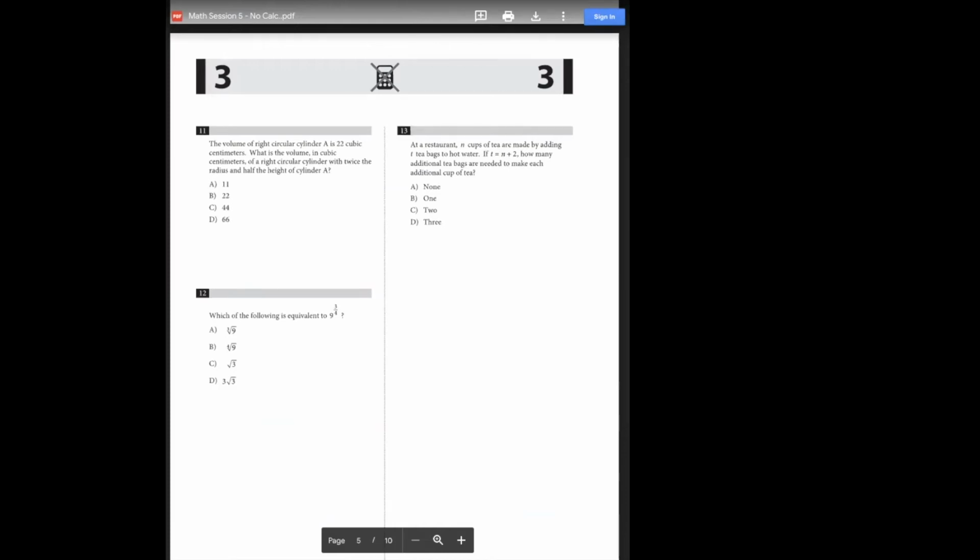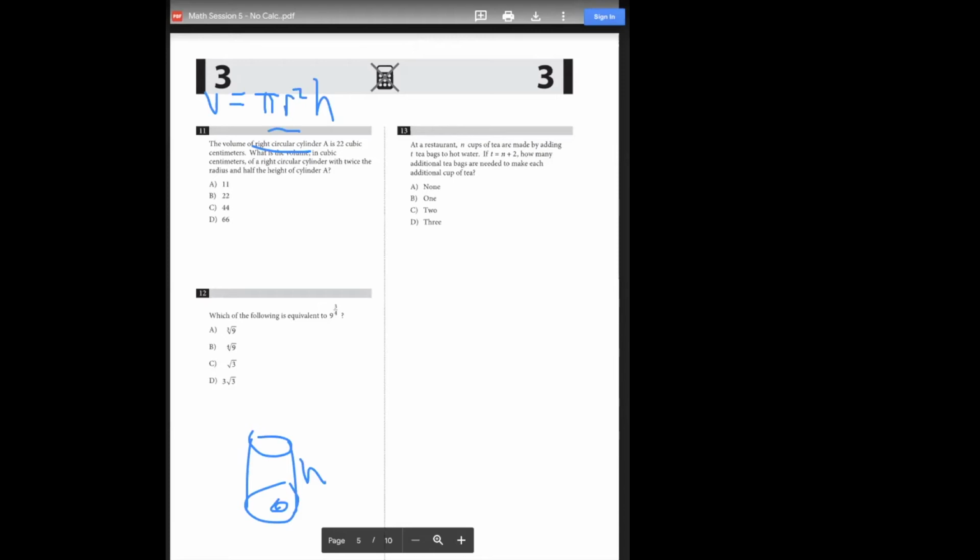So what number 11 says is the volume of right circular cylinder A is 22 cubic centimeters. And I see volume right away, so I'm automatically going to write the formula for that shape, which is pi r squared times h. It's a right circular cylinder, so it looks like that. If you're confused, you just have to do the base times the height. And the base is pi r squared, because that's the area, and then the height.